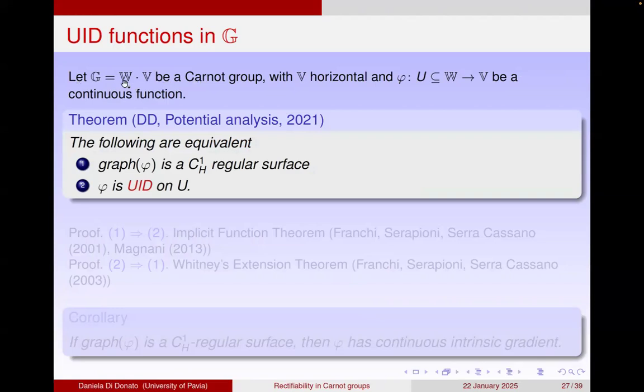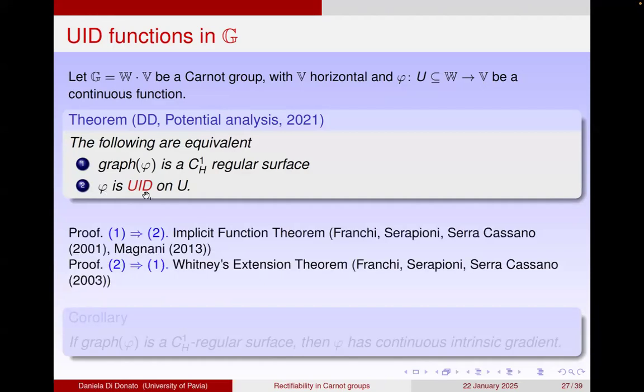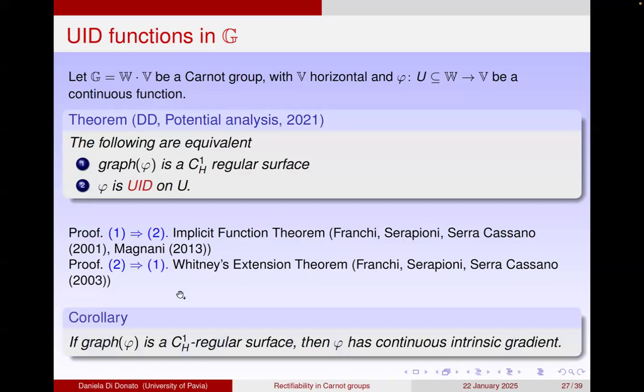Let G be a Carnot group of step K, V and W two homogeneous subgroups, V is horizontal and phi is a continuous map from W to V. The following are equivalent: the intrinsic graph is a C1H regular surface if and only if phi is UID. The proof follows from the implicit function theorem proved by Franchi, Serapioni, and Serra Cassano and then generalized by Magnani, and the implication 2 implies 1 is given by the Whitney extension theorem proved by Franchi, Serapioni, and Serra Cassano. An easy corollary says that if the intrinsic graph is a C1H regular surface, then its intrinsic gradient is continuous.